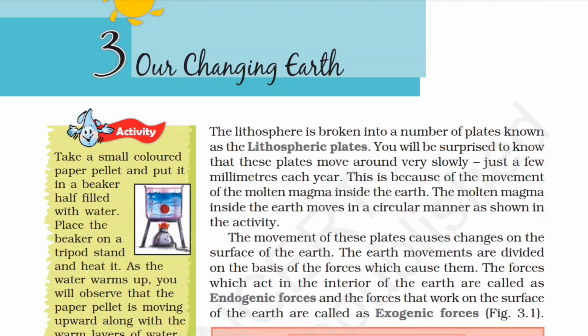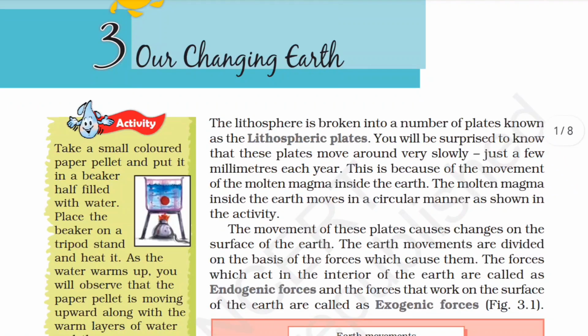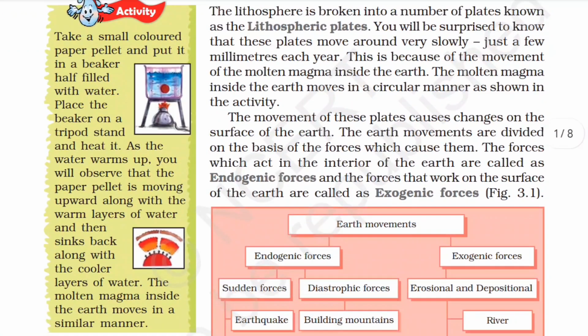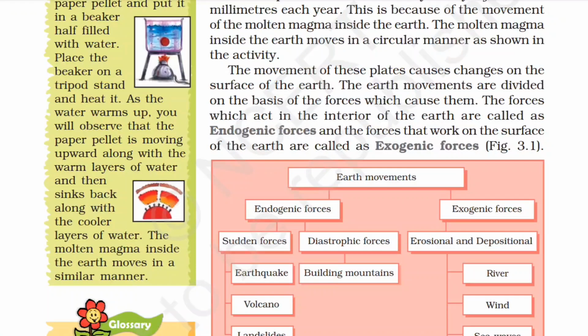Let's start with chapter number 3, our changing earth. The lithosphere is broken into a number of plates known as lithospheric plates. You will be surprised to know that these plates move around very slowly, just a few millimeters each year. This is because of the movement of molten magma inside the earth. The molten magma inside the earth moves in a circular manner as shown in the activity. The movement of these plates causes changes on the surface of Earth.